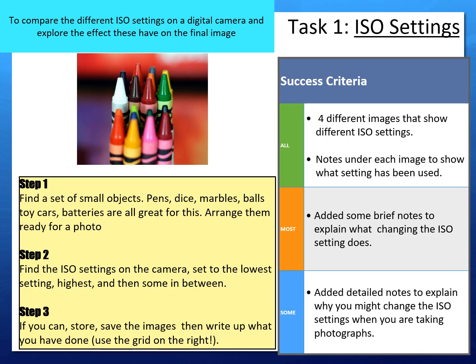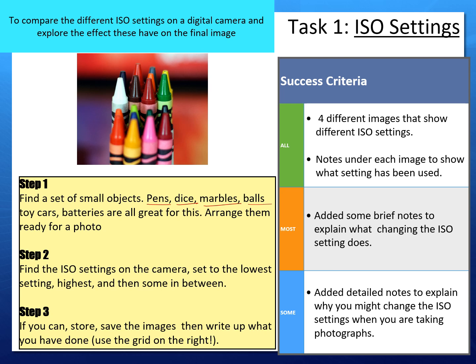Okay, so here is your task, two tasks today. First off, task 1 is adjusting the ISO settings. So I want you to find a small set of objects. It could be pens, dice, marbles work quite nicely, some balls, toy cars, batteries, all good for this. Arrange them ready for a photo, and then using the ISO settings on the camera, take a range of different photos, starting at the lowest setting, the highest setting, and then some in between.